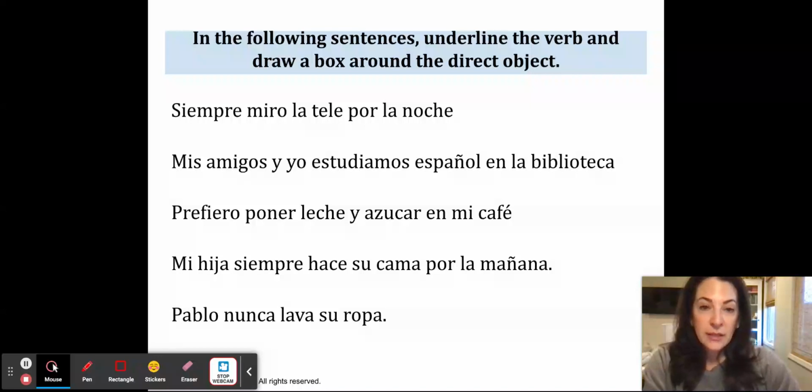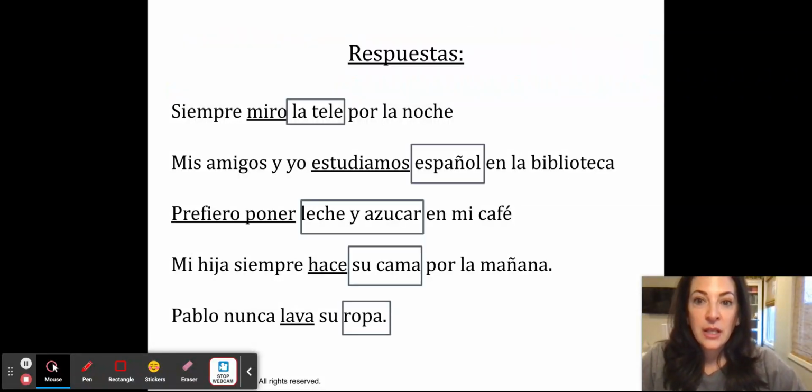All right, so this is going to be a chance for you to practice. So in the following sentences, underline the verb and draw a box around the direct object. So pause the video now and do this short activity. Underline the verb and draw a box around the direct object. Okay, so hit pause. Okay, did you do it? So let's see how you did. So these are las respuestas.